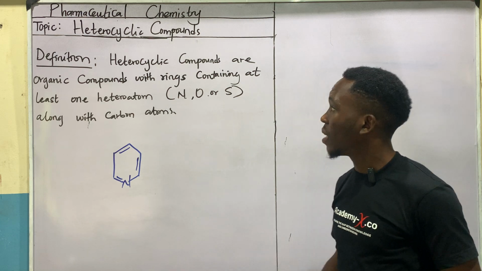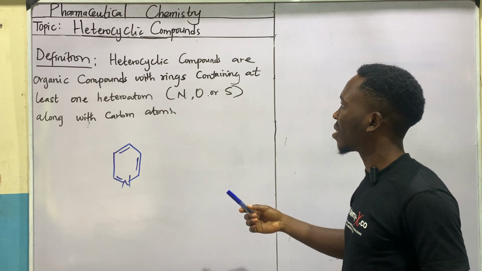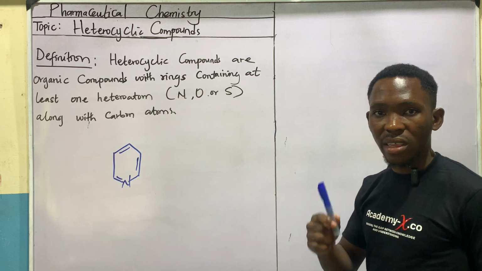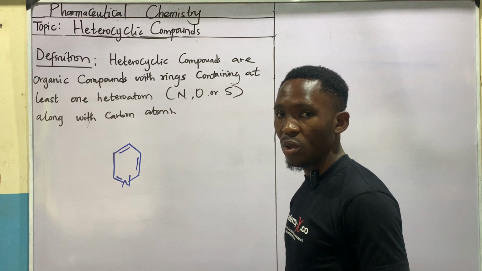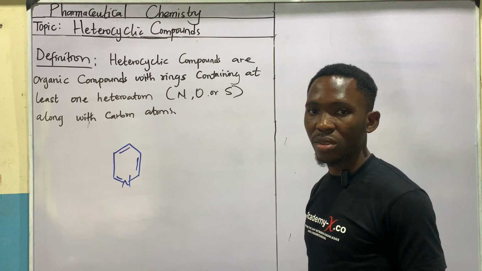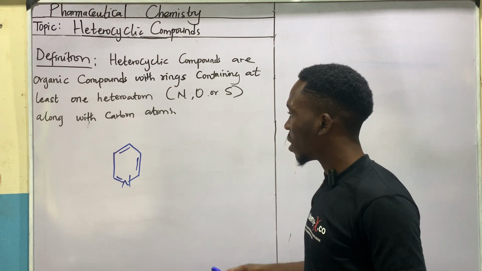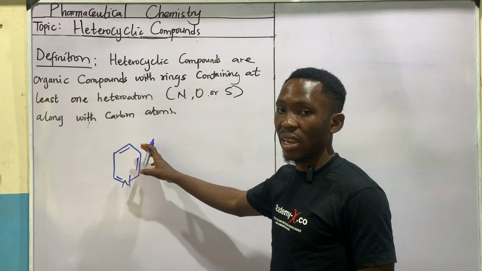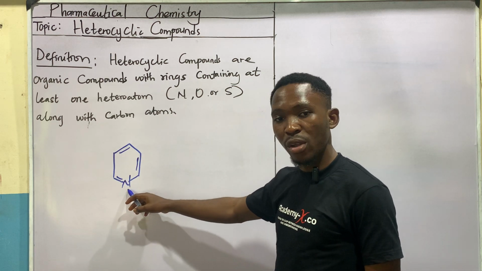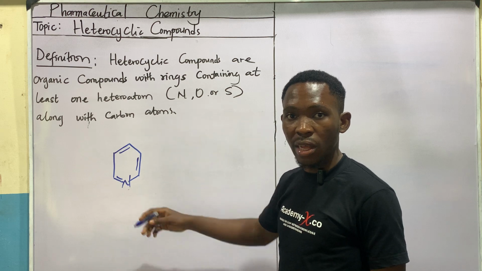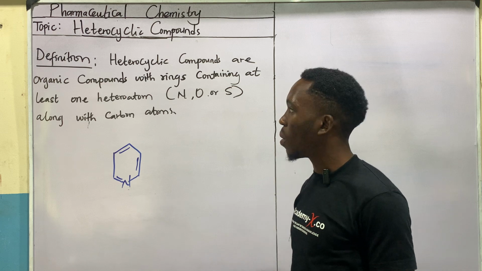Heterocyclic is basically compounds with rings containing at least one heteroatom. Whenever you hear the word homo, it's telling you about same type. Hetero, different type. So basically, you can see that this is the skeletal form of pyridine. So we know that these are carbon atoms. But when we go to this point, we discover that this is a nitrogen atom. So this obviously is an example of a heterocyclic compound.